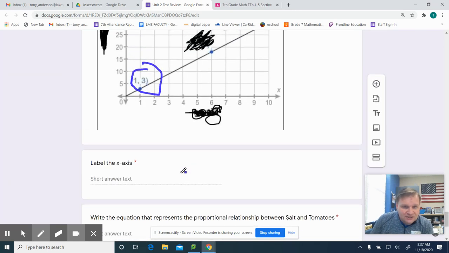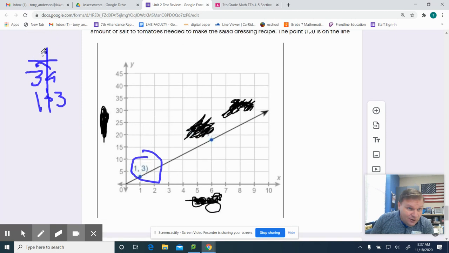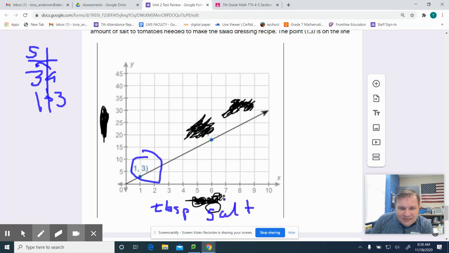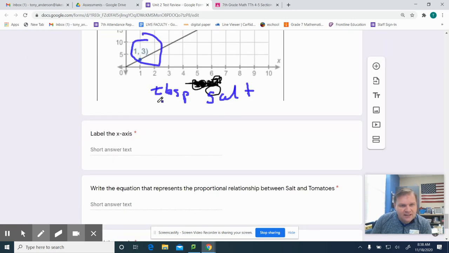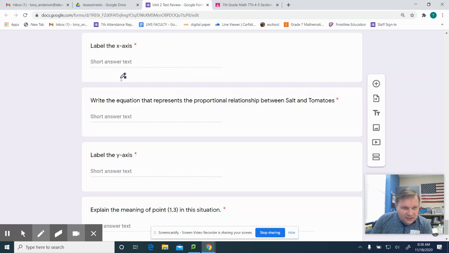Well, the first thing it says to do is to label the x-axis. Well, the x-axis here has to do with tablespoons of salt. Okay, so that's the label. When it says to label, that means tell what it means. Put it right there. The y-axis stands for number of tomatoes. Okay, and I'm going to write that real sloppy there. Okay, that answers this one. That answers this one. The x is the amount of salt, and this one is the number of tomatoes.